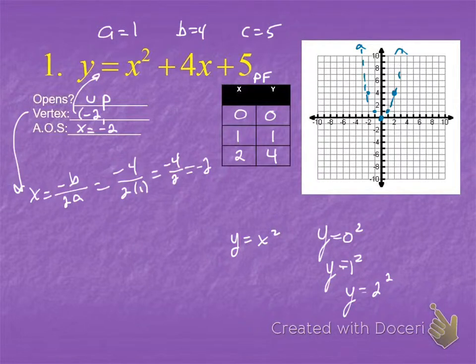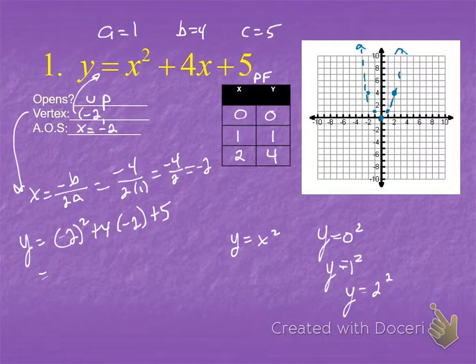actual function. So we take y equals negative 2 squared, plus 4 times negative 2 plus 5. Right? Don't plug it into the parent function, plug it into the actual function, because this is our actual vertex. Negative 2 squared is 4. 4 times negative 2 is negative 8, plus 5. So 4 minus 8 is negative 4. Negative 4 plus 5 is 1. So our vertex is at negative 2 comma 1.